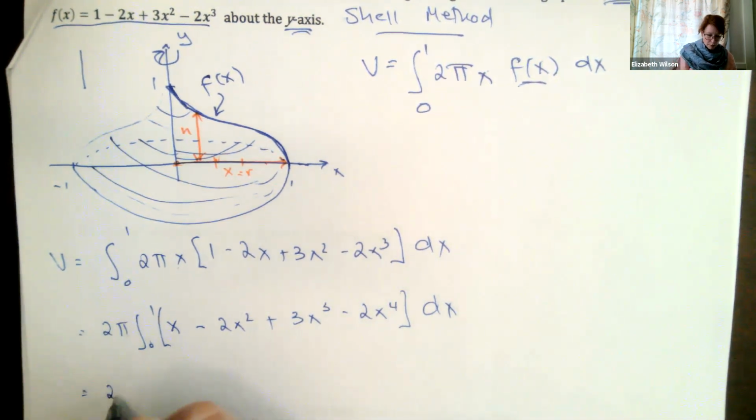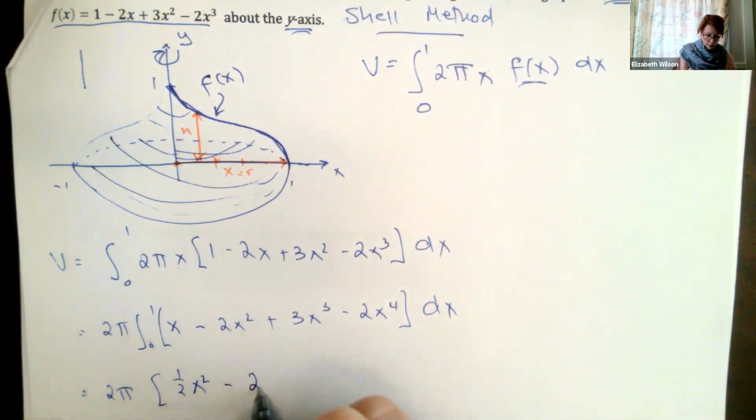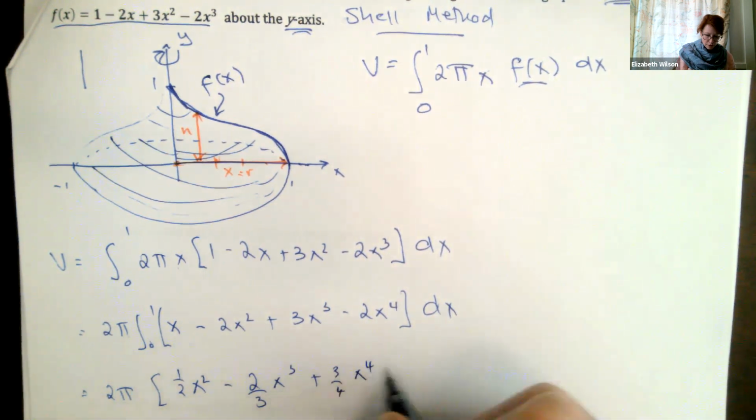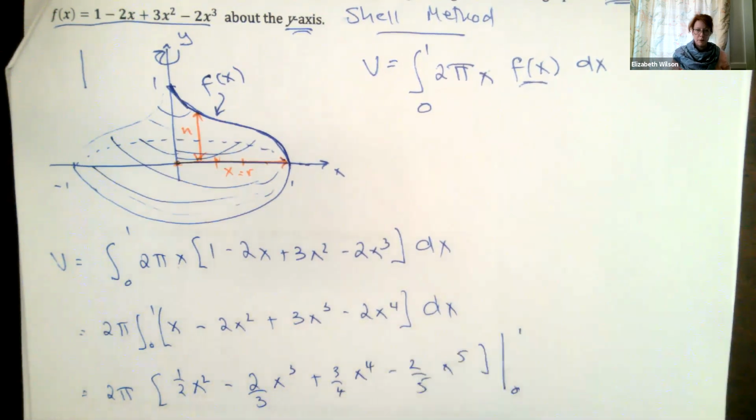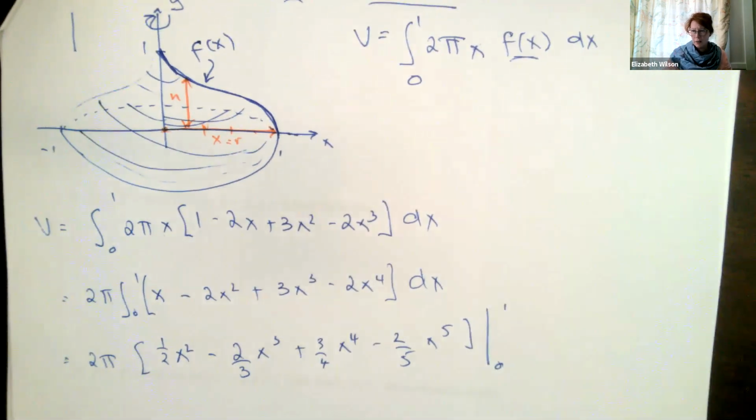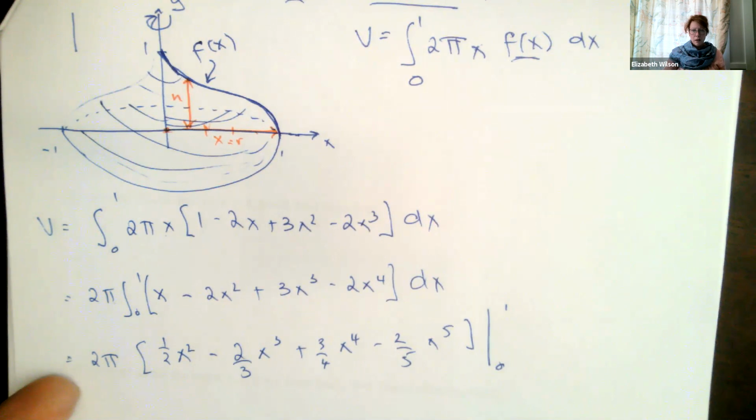So it's going to be 2 times pi times 1/2 x squared minus 2/3 x cubed plus 3/4 x to the 4th minus 2/5 x to the 5th, and we're going to evaluate from 0 to 1. Remember, on these, you have to show the antiderivative. Sometimes on the test, we'll ask you to set it up but not solve it. Oftentimes for these, we'll ask you to tell us what the volume is, because these are mostly fairly straightforward in terms of integrating. But you must show us the antiderivative in the equation form.